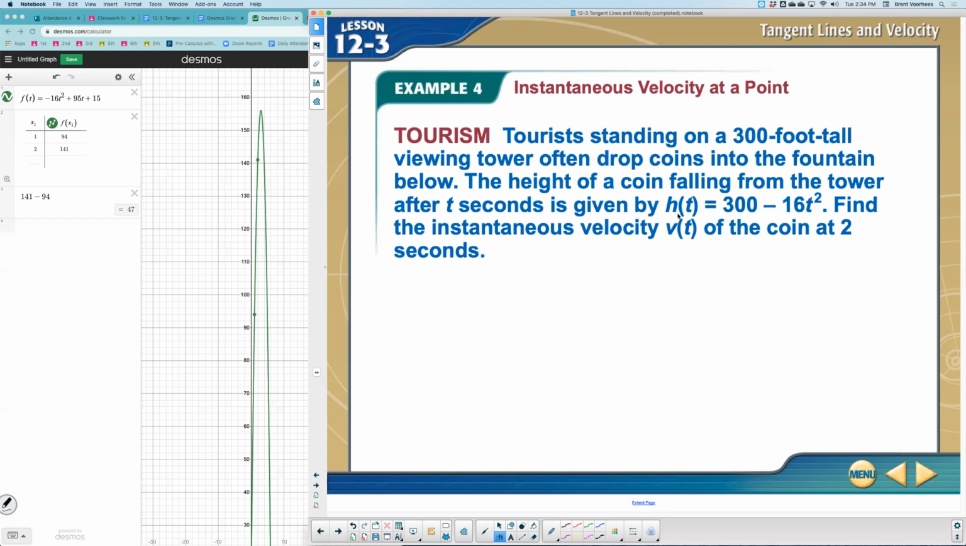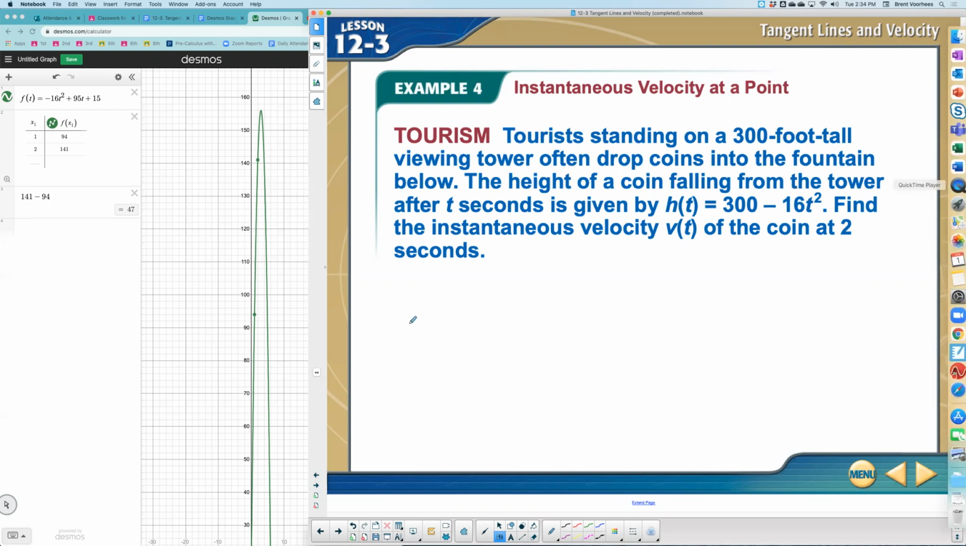So let's take a look at example 4 here. It says tourists standing on a 300-foot tall viewing tower often drop coins into the fountain below. The height of the coin falling from the tower after t seconds is given by this equation, where this is the height, 300 minus 16t squared. That's the effect of gravity on any object, in feet per second squared. It says find the instantaneous velocity, v of t, of the coin at 2 seconds.